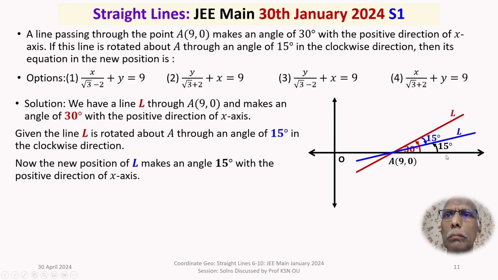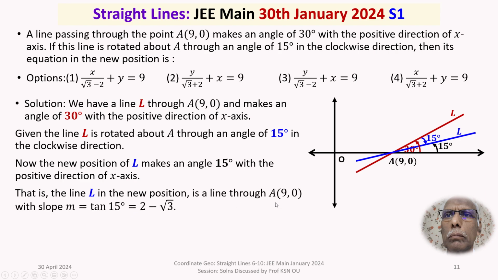So what is the equation of the line in the new position? It is a line through A which makes an angle 15 degrees with the positive direction of x-axis. So we can use the point slope formula. The line L in the new position is a line through A whose coordinates are 9, 0 with slope m equal to tan 15 degrees. You recall tan 15 degrees is 2 minus root 3.